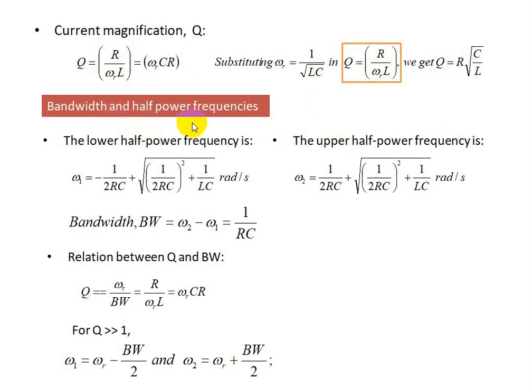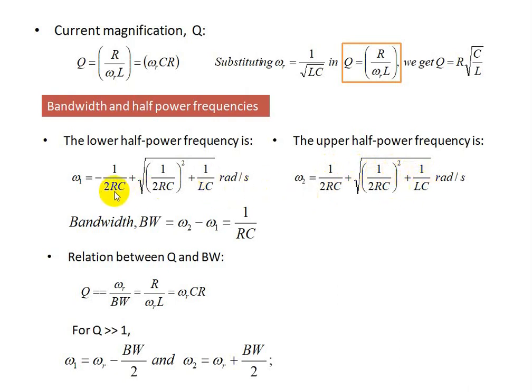Bandwidth and half power frequencies. The lowest half power frequency is omega 1 equal to, in this case, minus 1 by 2RC plus under the root of 1 by 2RC whole square plus 1 by LC radians per second. Similarly, the upper half power frequency is omega 2 equal to 1 by 2RC plus under the root of 1 by 2RC whole square plus 1 by LC.